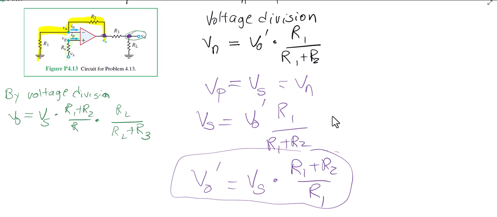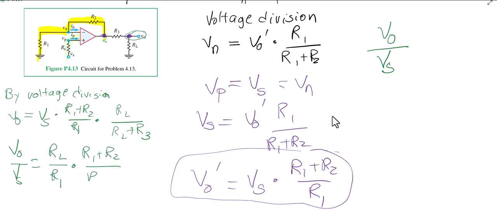Actually, I was supposed to be finding an expression for VO over Vs. So divide both sides by VS. So VO over VS equals, and just rearranging things a little bit to make it look prettier, RL over RL plus R3 times R1 plus R2 over R1.